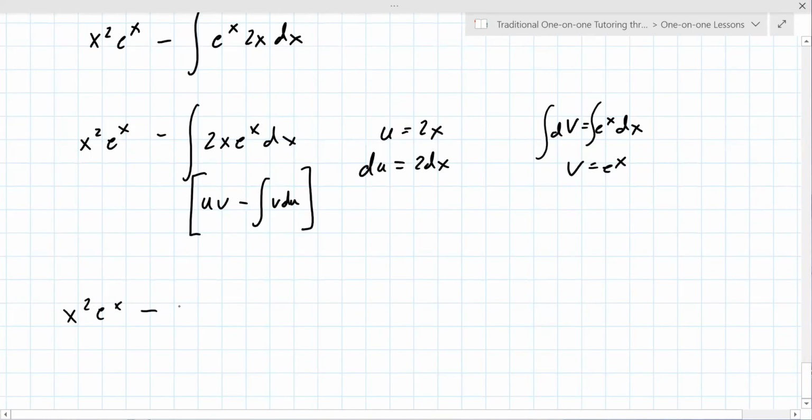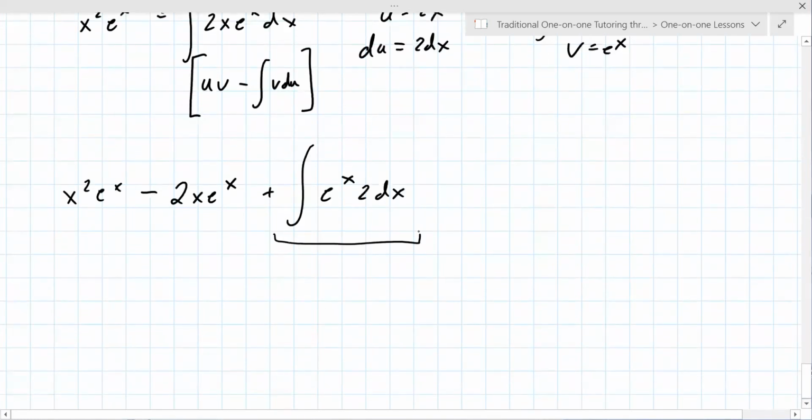Minus 2x e to the x. And then this minus goes with this minus plus integral e to the x 2 dx. So this last one here is the 2, you can imagine the 2's out in front. It's just 2 e to the x plus c. Don't forget that. I've seen teachers just fail students for not putting that on their exam.